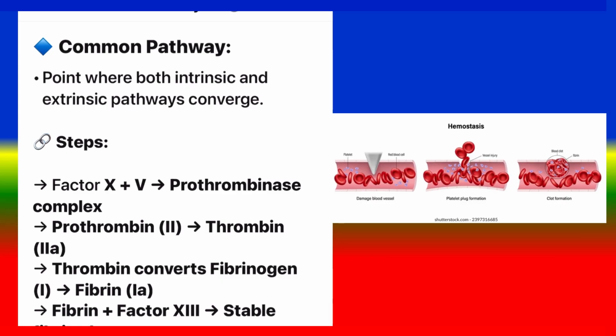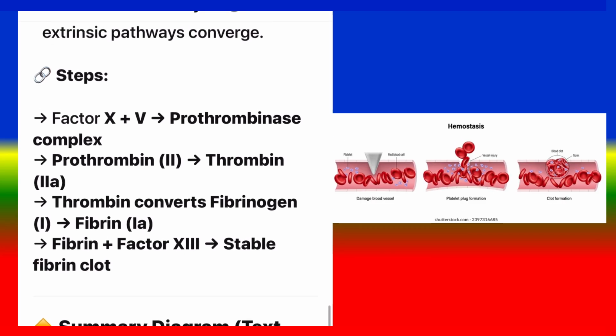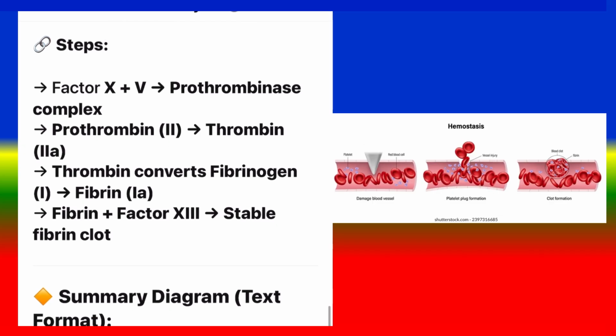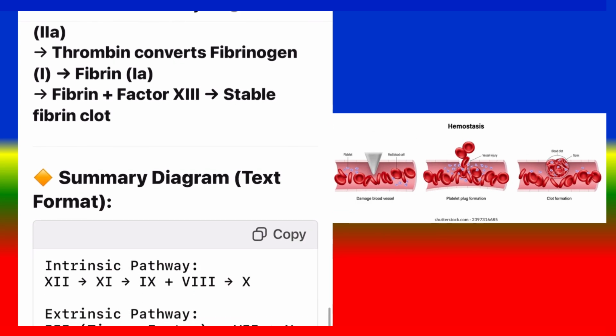Steps: factor X plus V, prothrombinase complex, prothrombin II to thrombin IIa. Thrombin converts fibrinogen I to fibrin Ia. Fibrin plus factor XIII, stable fibrin clot.